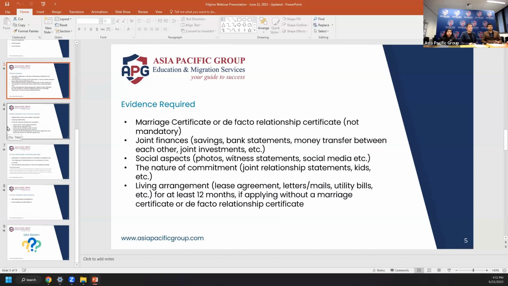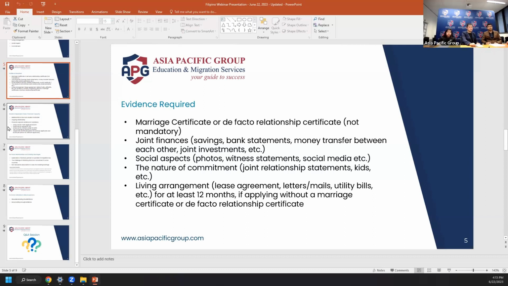Joint finance, remember financial aspects. You have a joint account in a bank. You have any joint assets or any shareholding, any car loan, home loan. These kind of documents prove that you are committing toward each other in financial aspects.